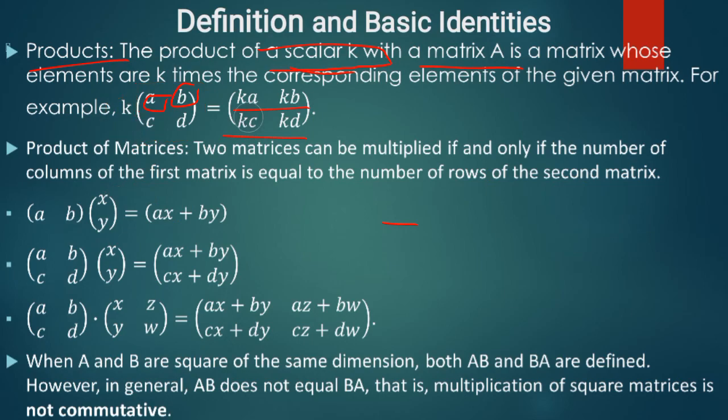Now, what if you have two matrices? You want to multiply two matrices. There are rules for multiplying two matrices. The rule says here, two matrices. Sorry, let me get that sorted.